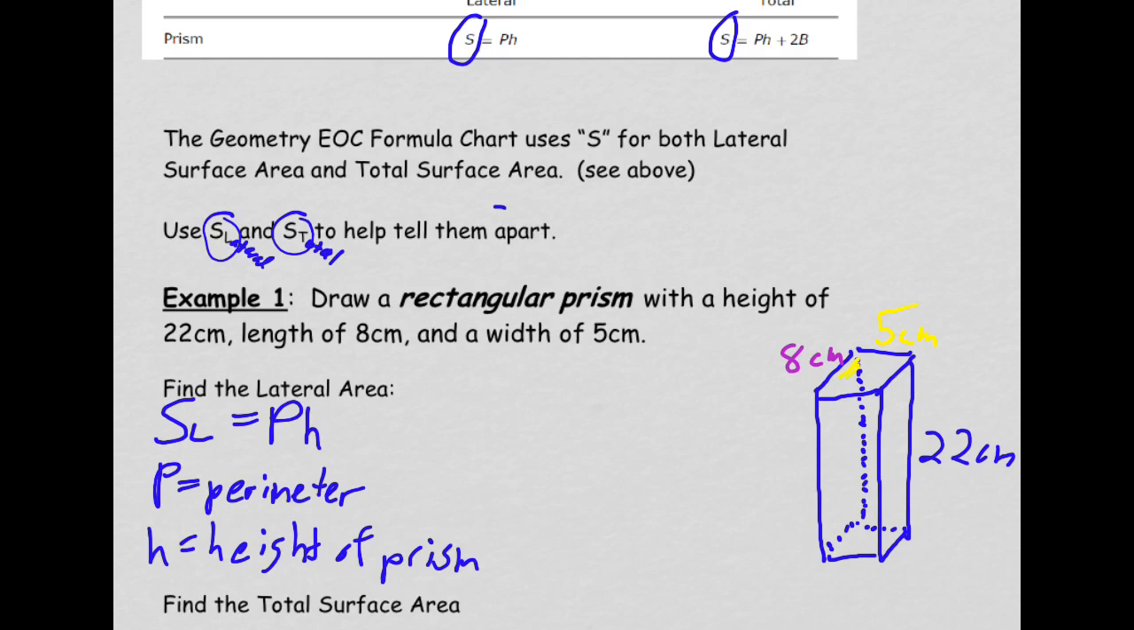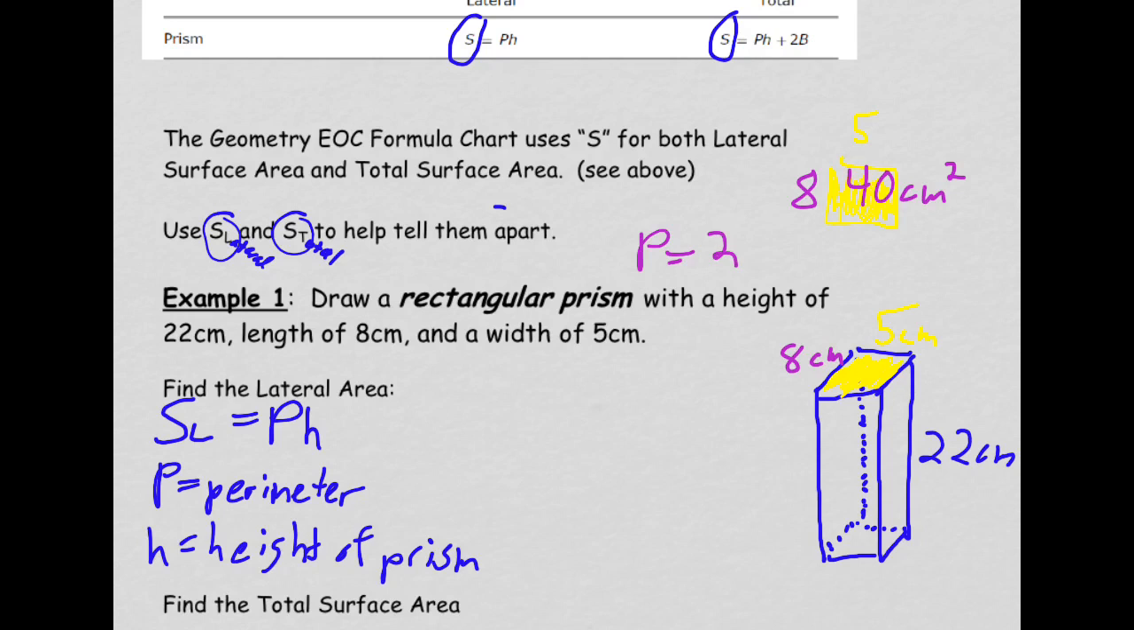So here's my base. I'm going to bring that up here. I know it's got a width of 5, and I know it's got a length of 8. So what's my entire area of that thing? 40. 40 centimeters squared. Oop. It's been too long. What am I actually looking for instead of the area? Perimeter, thank you. It's just I'm tired, that's all.